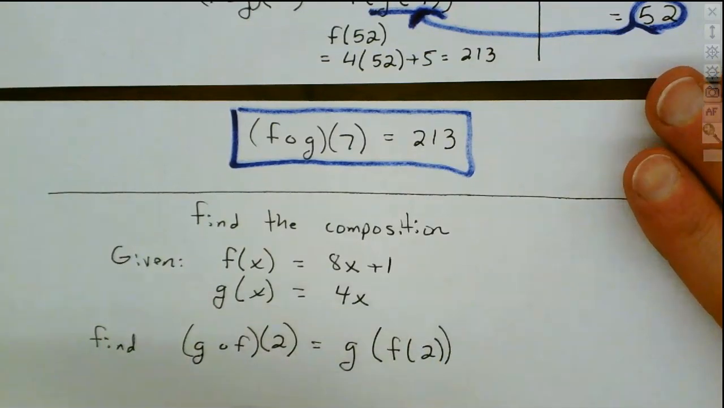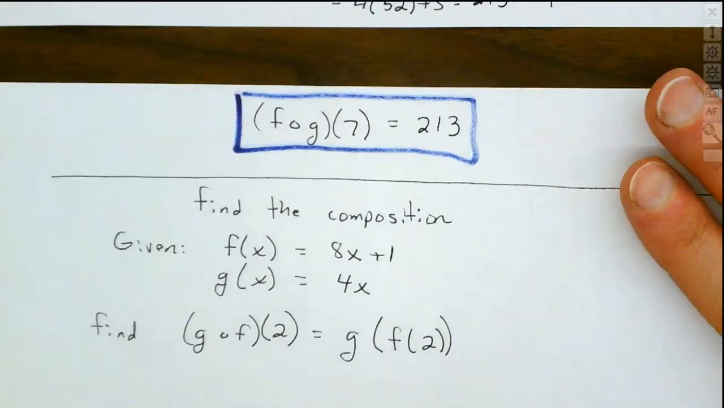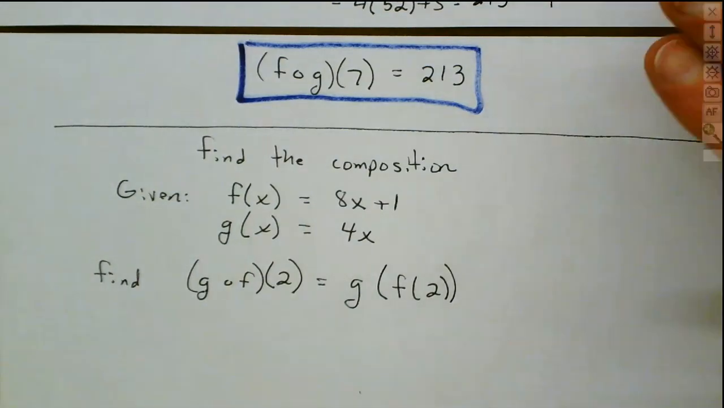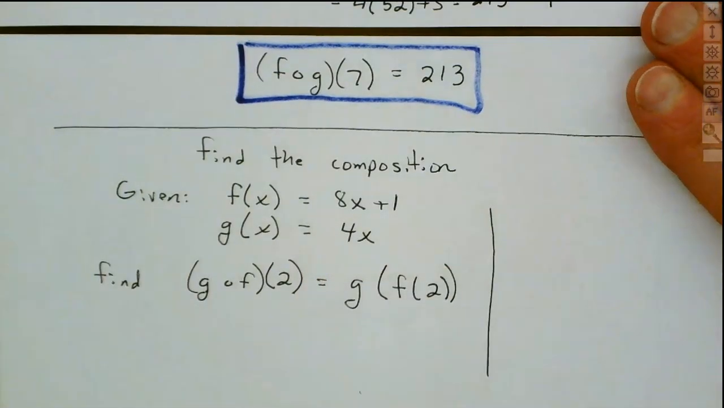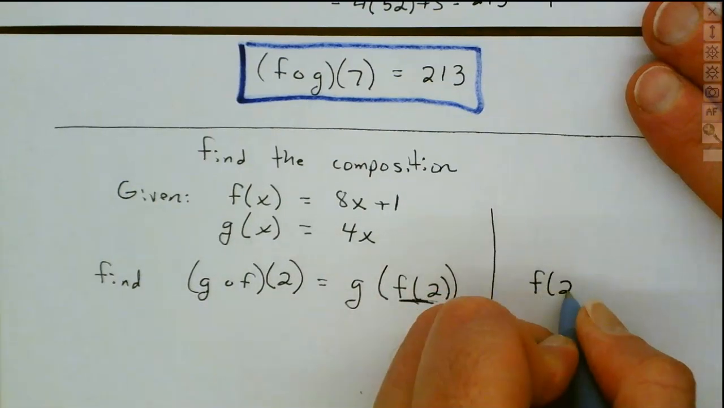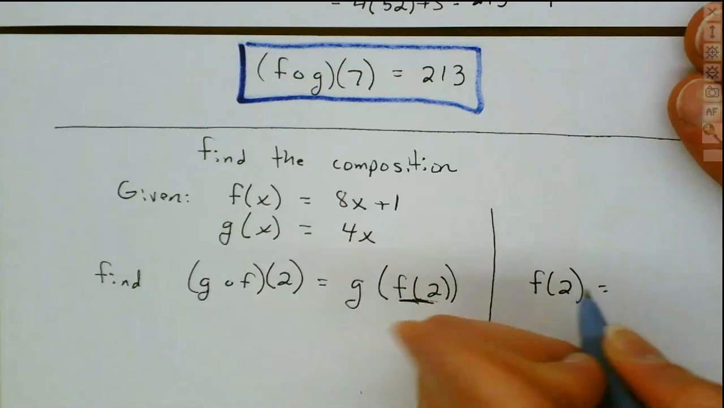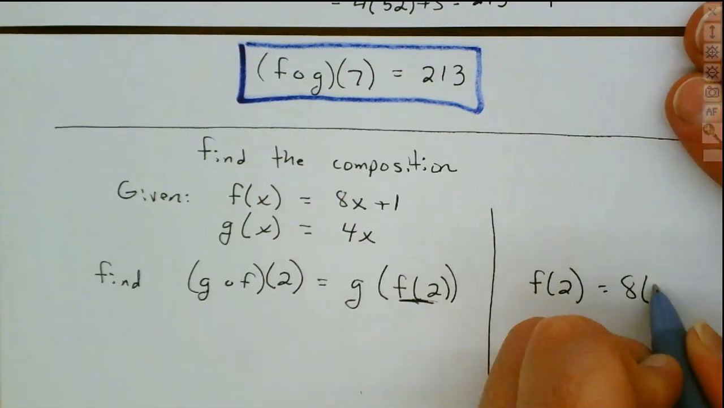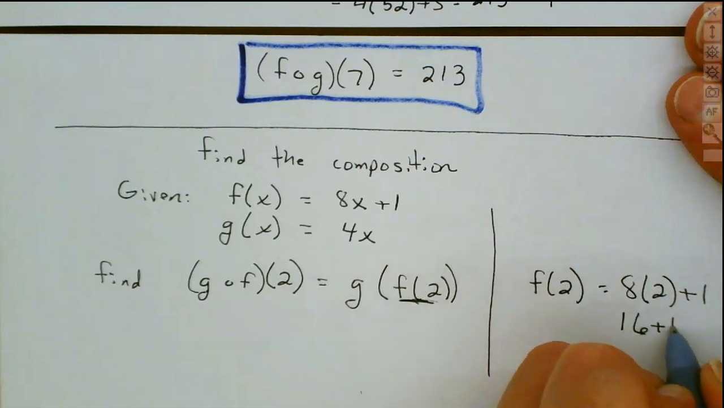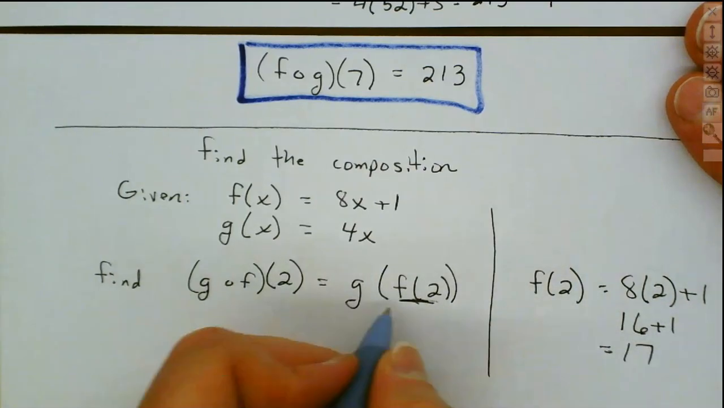2. Now, my answer should be a number, right? Because when number goes in, number comes out. Again, that's the most commonly made mistake, is students get confused as to what comes out for the answer. So what do I need to do? Well, first things first, inside is first, and let's find f of 2. What would f of 2 be? It would be 8 times 2 plus 1. So that's 16 plus 1, which is then 17.